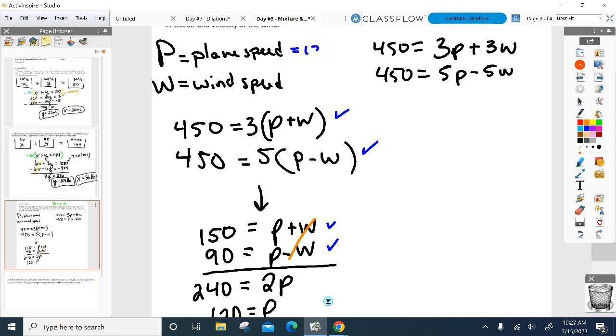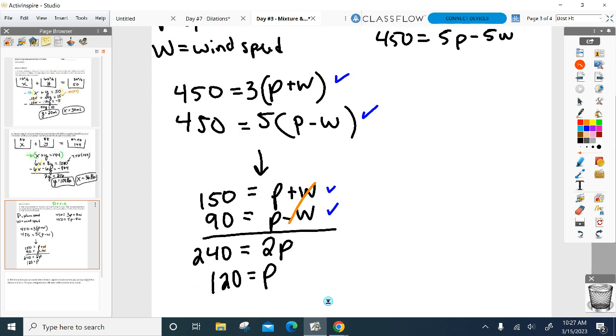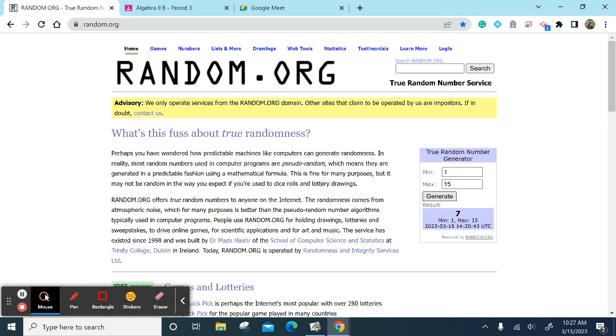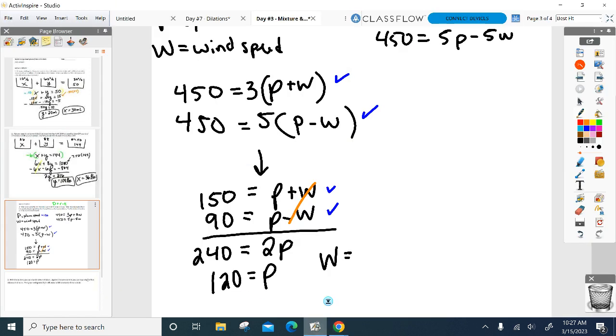So the plane's going 120. And how about the wind when you plug it back in? Wind, when you're ready. 30 miles an hour. Yep.